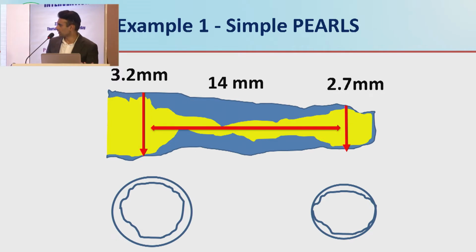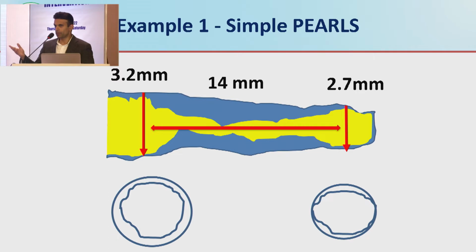So let's use the PEARLS example, and this one example, and maybe we can make this interactive. I'll throw this out to the panel, anybody who wants to deal with this. So you've got a 14 millimeter lesion, you've got a 2.7 millimeter distal landing zone, you've got a 3.2 millimeter proximal landing zone with almost no plaque at either end. Okay? So having said that, maybe we can use the PEARLS approach to define a stent strategy for this lesion.